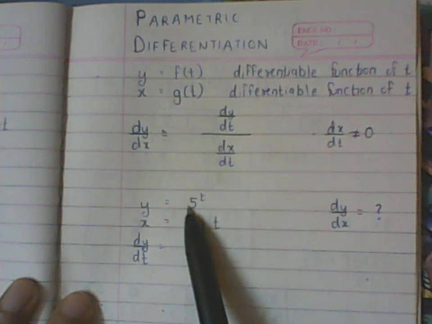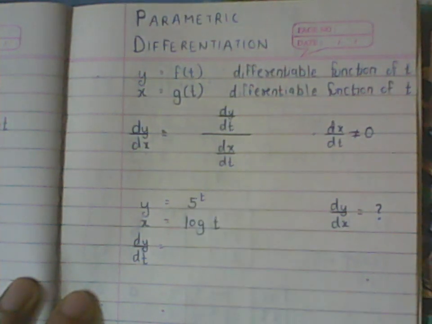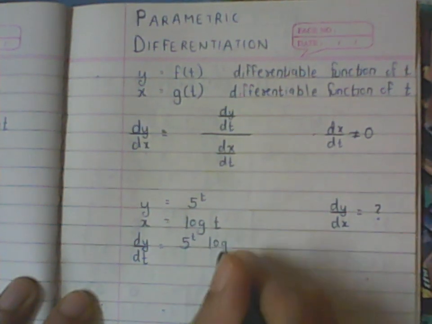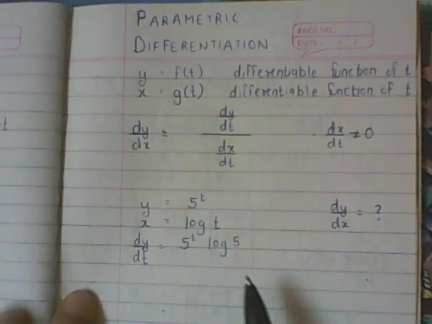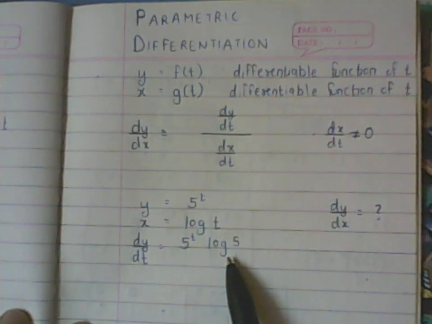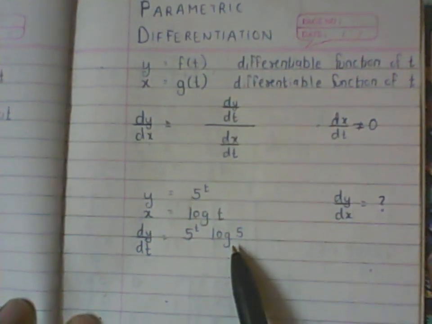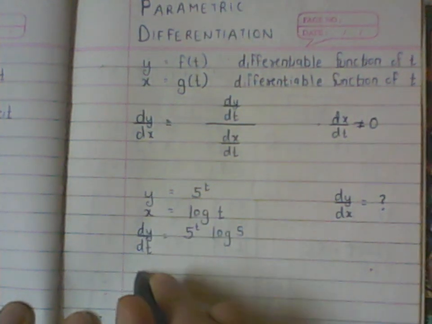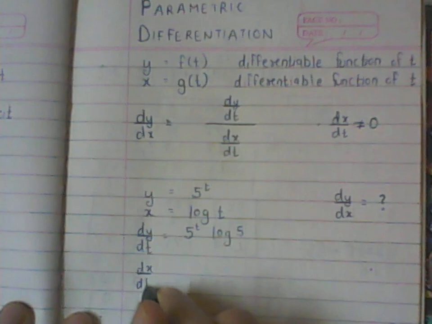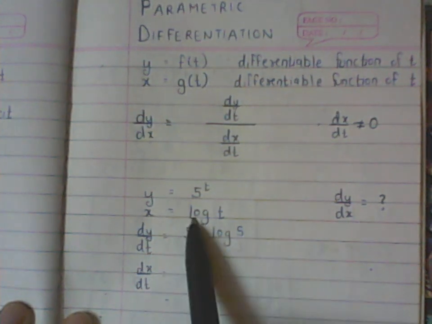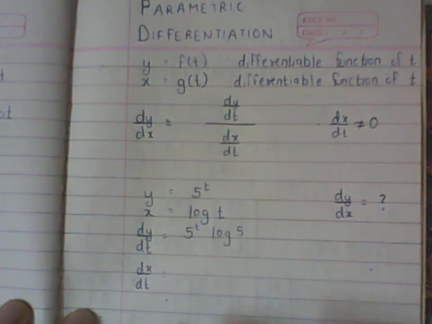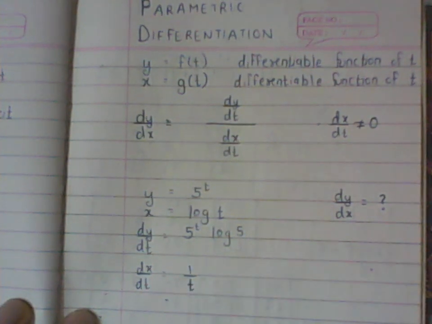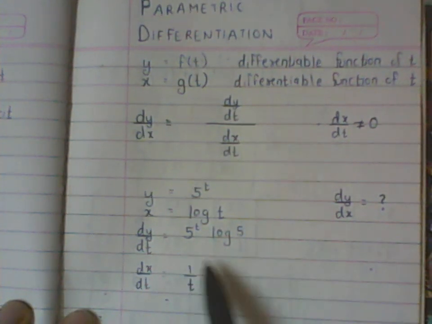It's a derivative of the form a raised to t. So that is nothing but 5 raised to t into log 5, one of the first standard derivatives that we looked at. And next we calculate the derivative of x with respect to t. The derivative of log t with respect to t is just 1 by t. This is again one of the standard derivatives. You can refer to the previous videos in case you don't know where this comes from.